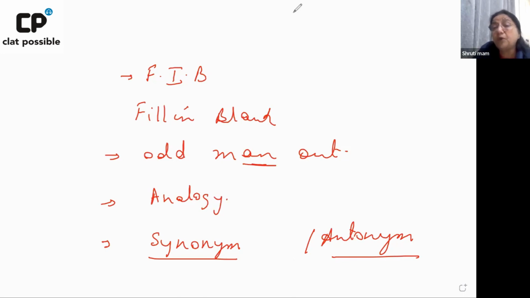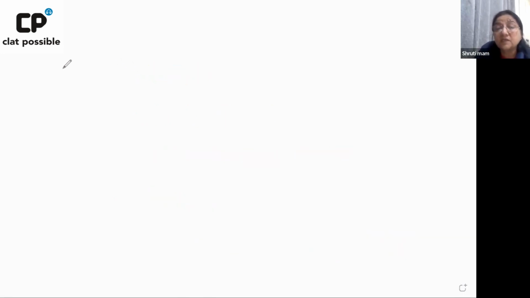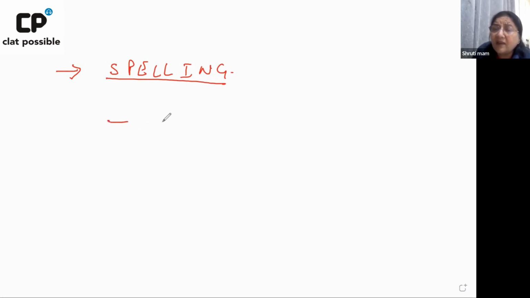Let me also point out that apart from these questions, please prepare spelling questions also. There might be spelling errors given. How do I prepare this? Find a good list of difficult words and learn the spelling. There can be questions where one word, let's say for example, I'm writing the word error here, is given and you have to identify the right one.